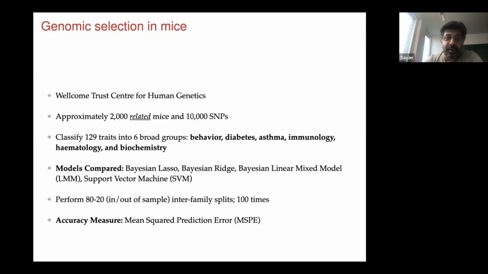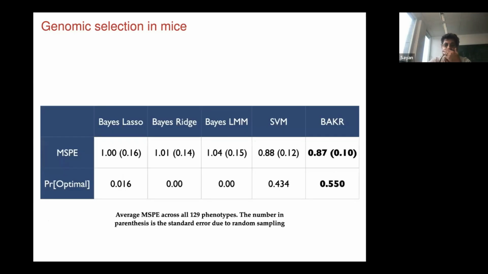And we compared what we did to Bayesian lasso, Bayesian ridge regression, Bayesian linear mixed model, and support vector machines. Again, we did 80-20 in-sample and out-of-sample splits 100 times. And we looked at the accuracy measure, which was mean square prediction error. The initial point is that our algorithm, BAKER, did as well as a nonlinear method, which is the SVM. Now, why was that our first step? We wanted to show we were as good as a standard nonlinear method. And the results would have been the same for a Gaussian process.